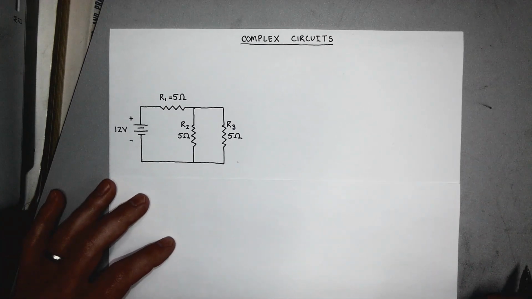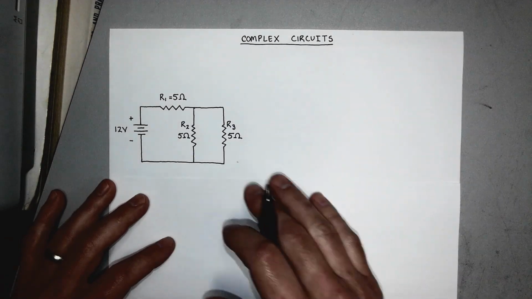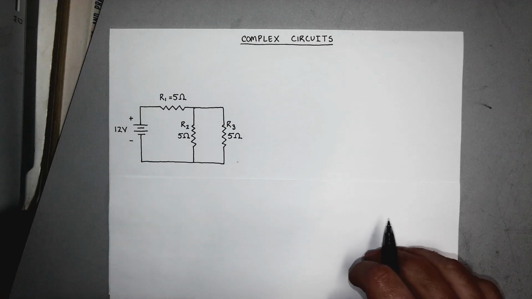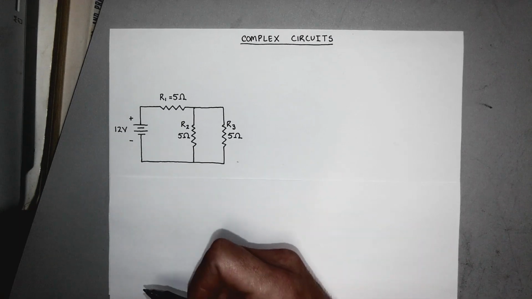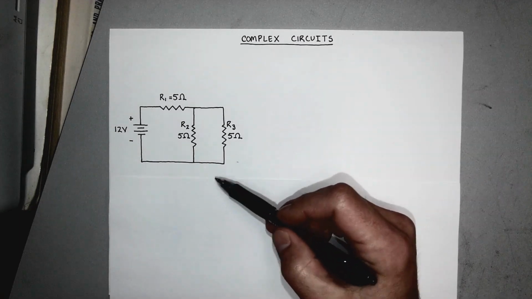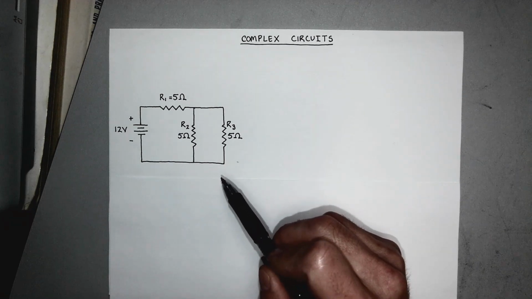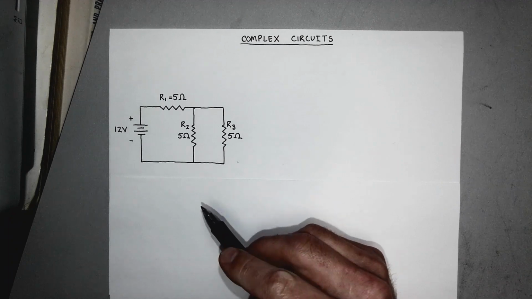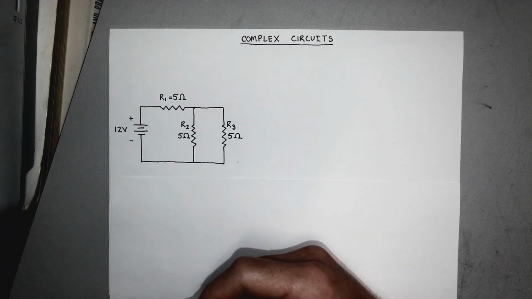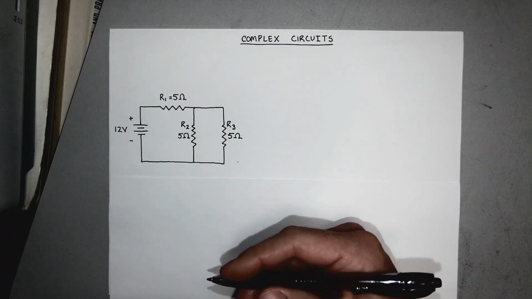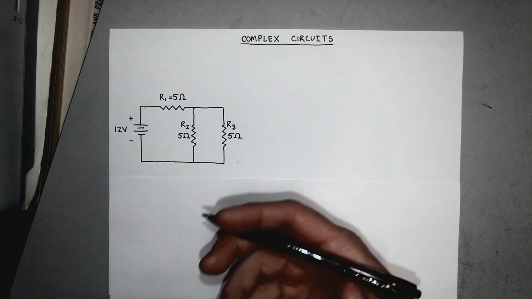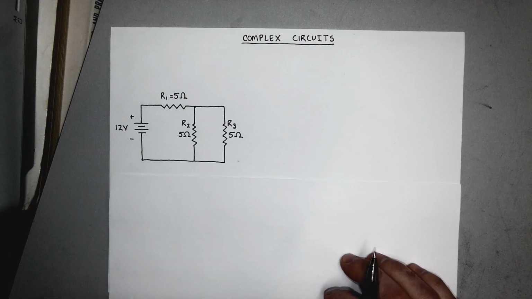So how do we attack these? How do we approach these from an analysis point of view? Well, it's very important to be able to identify what the simplest part of the circuit is. When I say the simplest part of the circuit, I mean what are the series parts and what are the parallel parts. So here, hopefully it's easy to see, but maybe not.